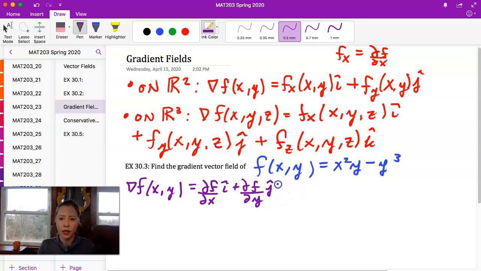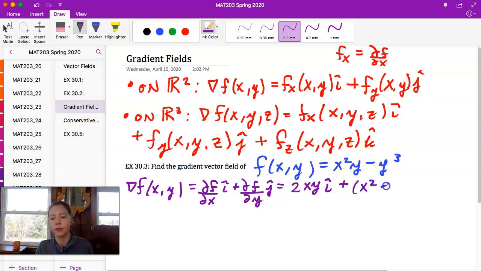j hat. And so that's going to give us, so x squared y minus y cubed, the partial derivative of that with respect to x is going to be 2xy. So that's our i hat. And then x squared y minus y cubed, the derivative of that with respect to y is going to be x squared minus 3y squared. And that's going to be our j hat.